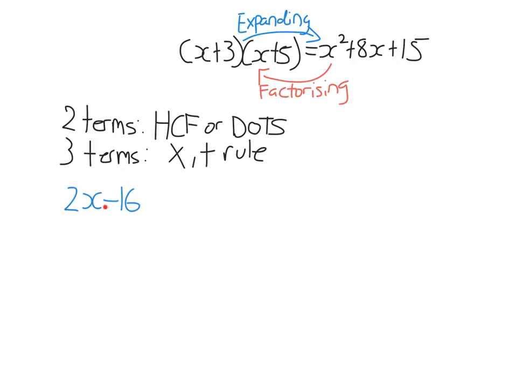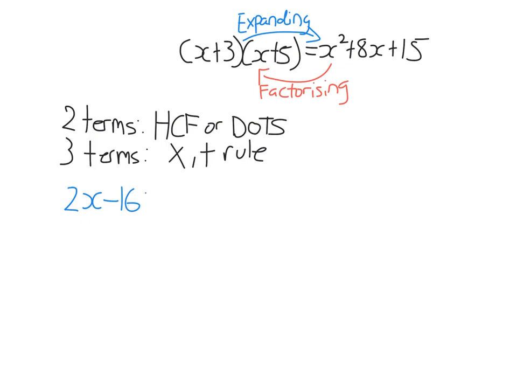So we'll start off with this one, which is just a linear expression. So we've got 2 terms. Whenever you've got 2 terms, first try highest common factor. So ask yourself, do the 2 terms have a common factor? Well, here they do. 2x and minus 16, they have a common factor of 2.